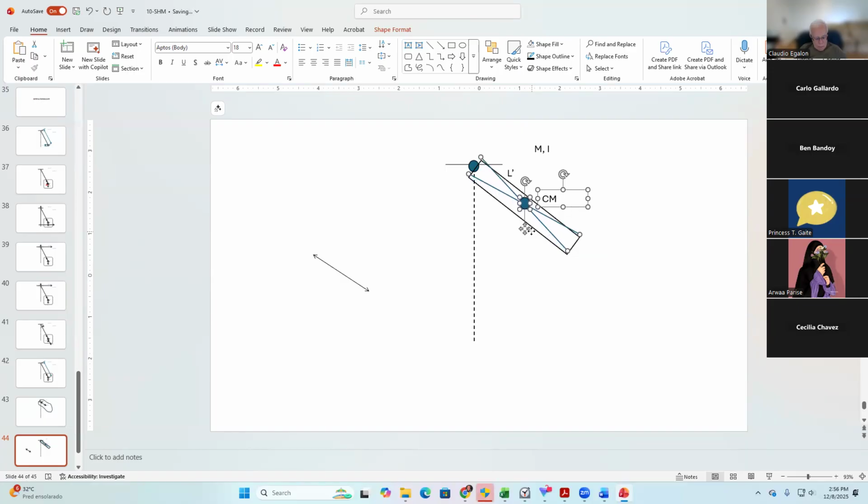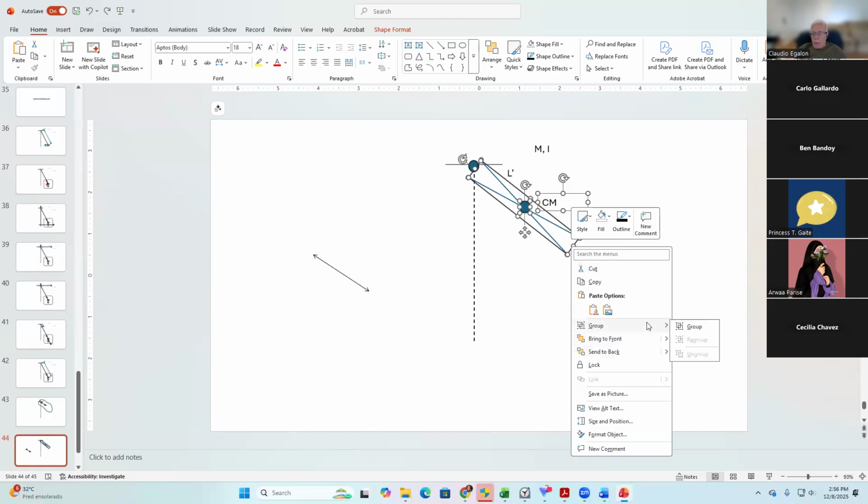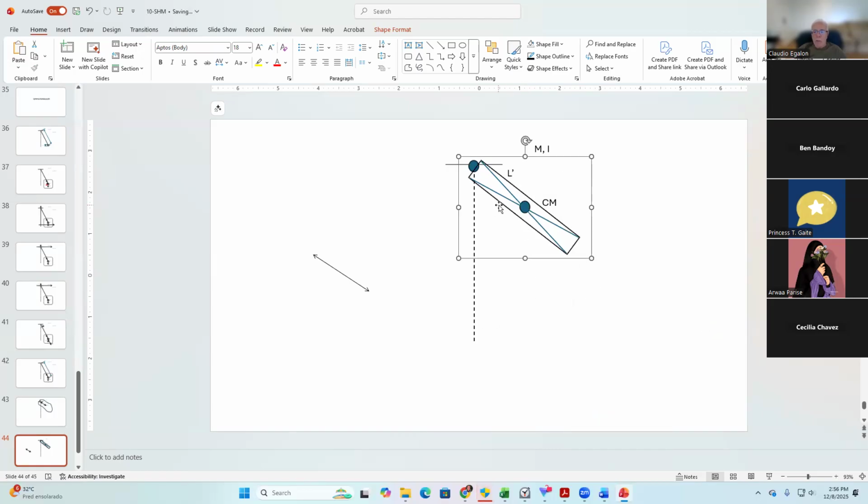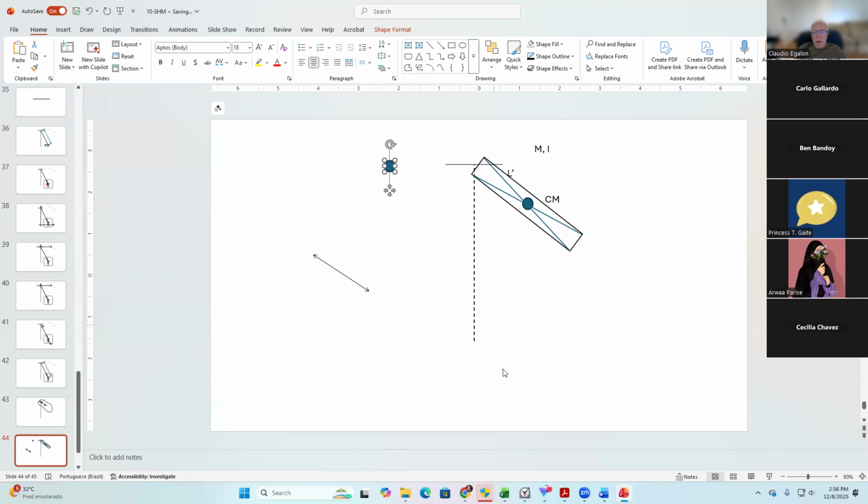Like that. Here you go. Good. Now I'm going to group it so it's easy to move around, right? I'm going to take out this thing for now from here. And here you go. Now it's clear that this rigid body is rotating at the very edge. That's the point of rotation.